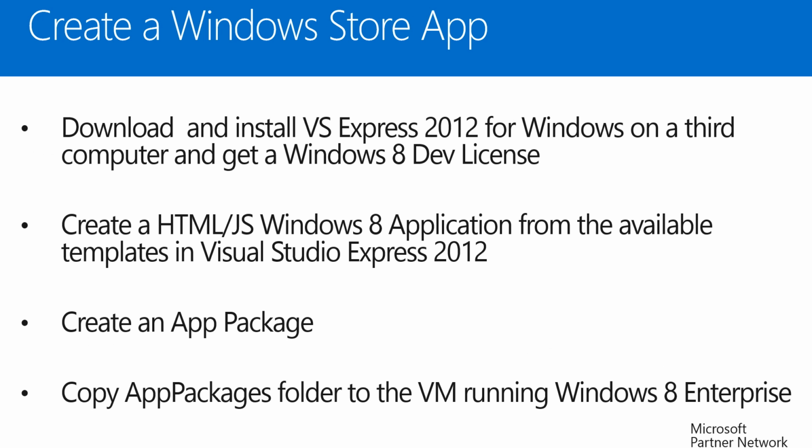The next step will be to create a Windows Store application. For this you can download and install Visual Studio Express 2012 for Windows on a third computer and get a Windows 8 dev license. Then you can create an HTML JavaScript application from the available templates in Visual Studio Express. Create an app package and copy the app package to the VM which is running Windows 8 Enterprise.